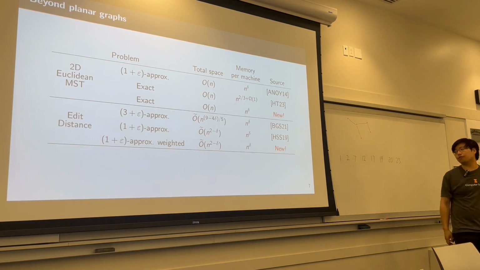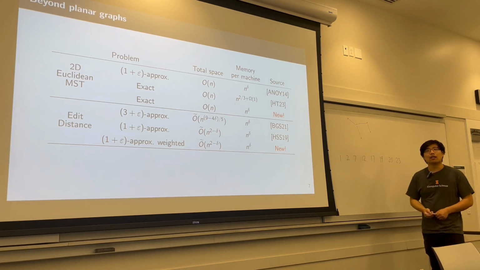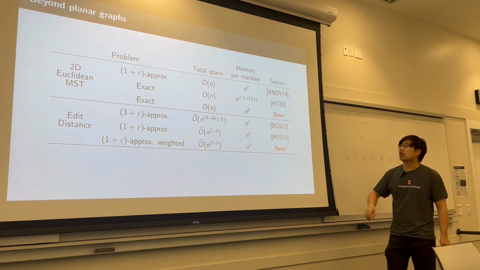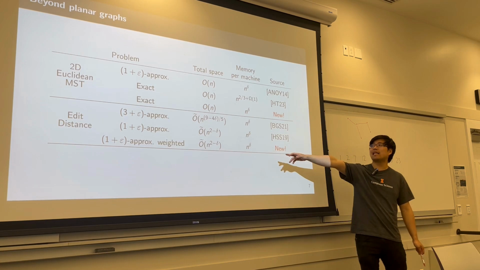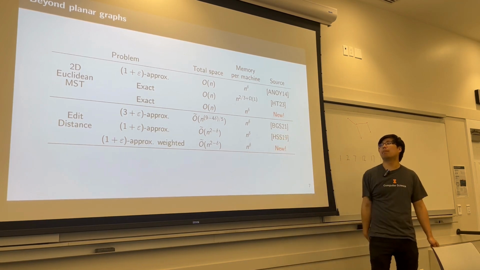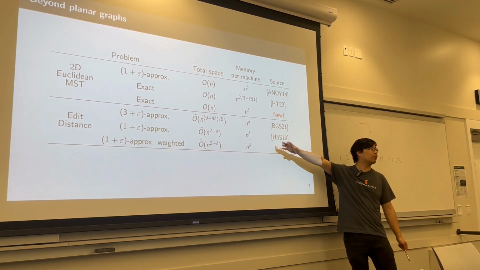And you can also solve problems with edit distance. We present a 1 plus epsilon approximate weighted edit distance that matches the best prior known bound for 1 plus epsilon.